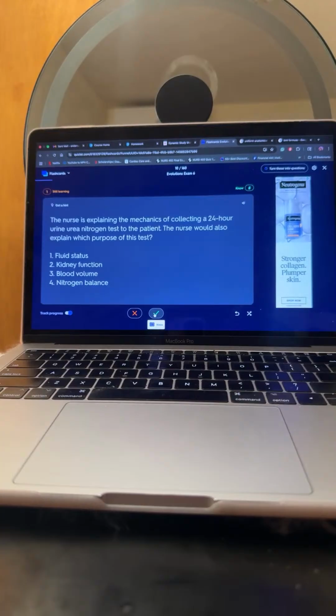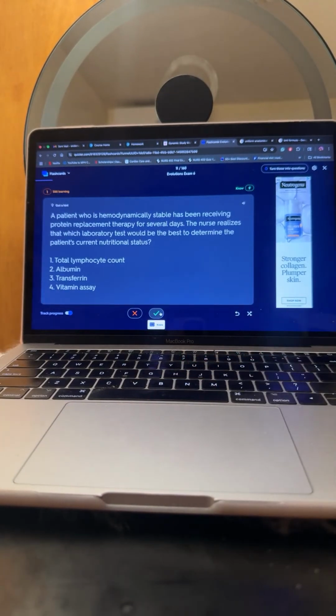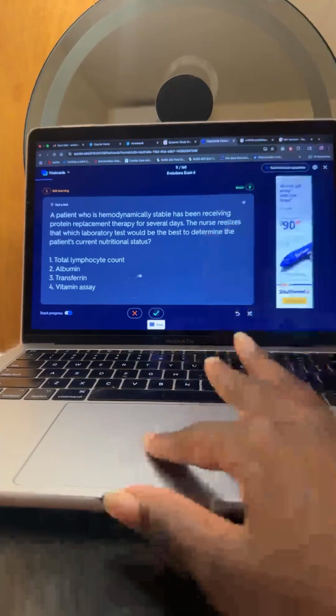The nurse explains the mechanics of collecting a 24-hour urea nitrogen test to the patient. The nurse would also explain which purpose of this test, nitrogen balance, yeah. A patient who is hemodynamically stable has been receiving protein replacement therapy for several days. The nurse realizes that which laboratory test would be the best to determine the patient's current nutritional status? 3, transferrin.